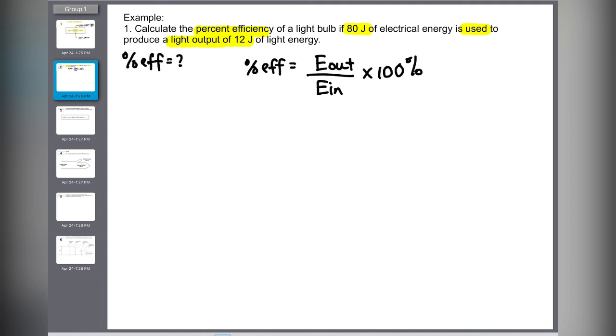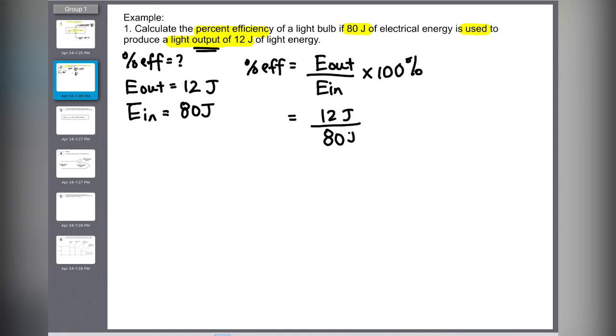Okay, and they tell you that 80 joules of energy is used, and then the light output. So if you need to decide which one is out and which is in, hopefully the wording can help hint to you. If the output is the light, which is 12, does it make sense that the other one is going to have to be the input? Input is what you actually used up. Okay, so 80 joules. So I'm going to throw it into this equation. E output is 12, and E input is 80, and I multiply it by 100%.